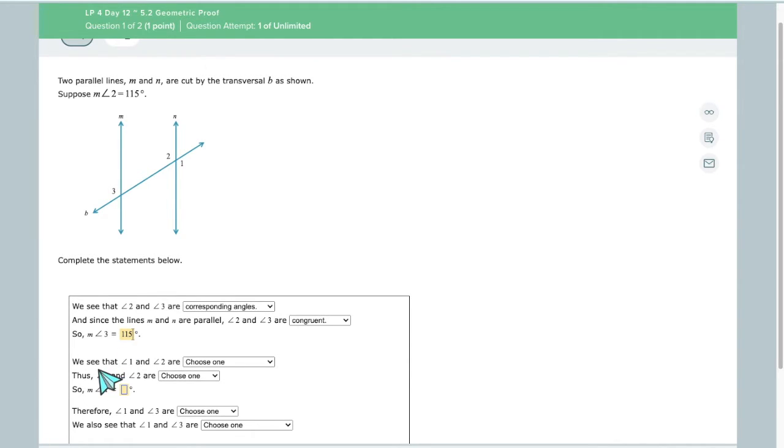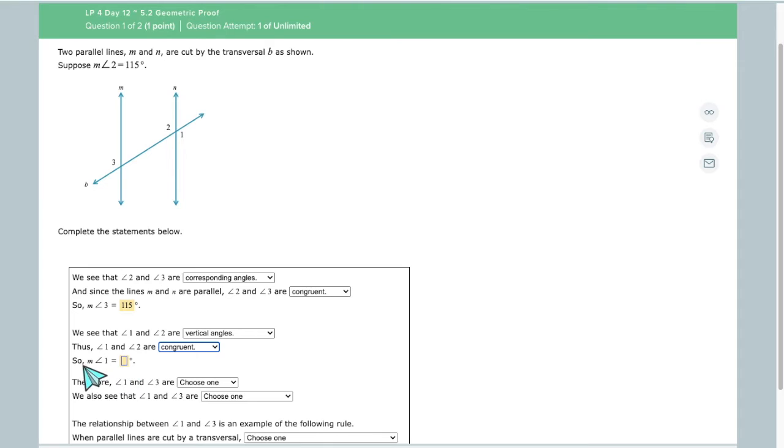We see that angle 1 and angle 2, well, we just talked about that. They're across the vertex from each other, or opposite. So that's called vertical angles. That has nothing at all to do with parallel lines, but we tend to use it a lot when we're doing angles, especially if we have lines crossing. Thus, angle 1 and 2 are, again, congruent. So these have kind of the same relationship here. So angle 1 is equal to, well, if angle 2 is equal to 115, again, angle 1 is also equal to 115.